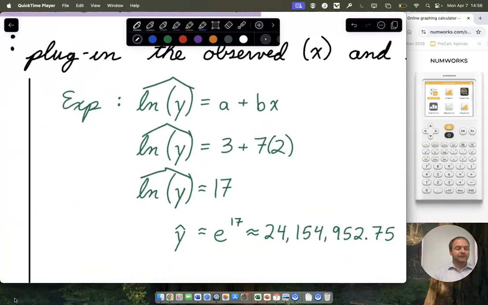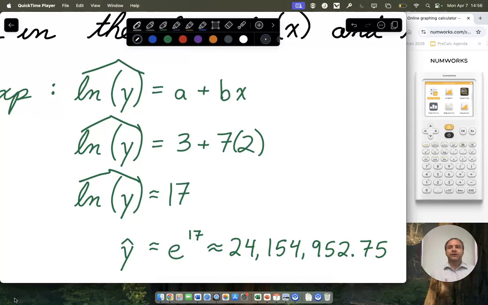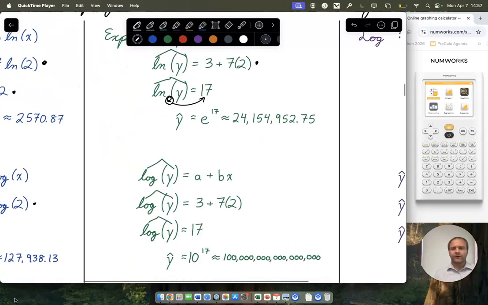So if it's exponential, it's kind of like this. You have ln, natural log of y hat, equals a plus bx. And we plug in the information, again, 3, 7, and 2. Well, if I look at that, I could say that's 17. So natural log of y hat equals 17. My base is e, so e to the 17 equals y hat. Same way again for log of y hat. You have to remember the base is 10. We have the same idea. You get 10 to the 17. This is just showing you how we're going to work with it.